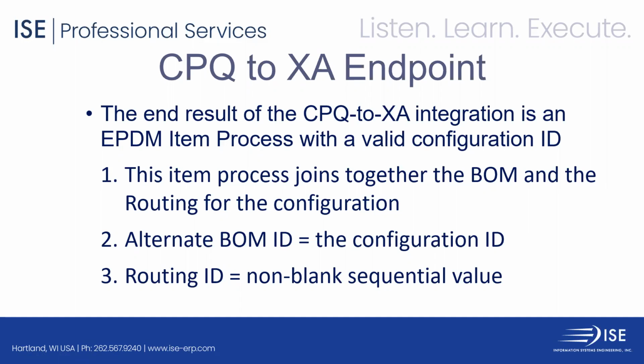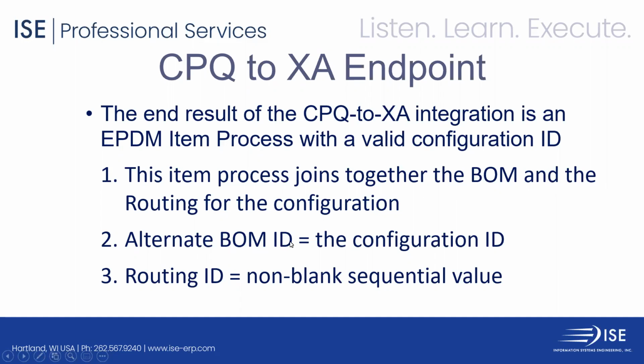So the end result of the CPQ to XA integration is an EPDM item process. Okay, so you have the item process records. There's actually a family of them, just like the item revisions, a family of records. So you have the definition of an item process. It has a valid configuration ID. It's joining together a bill of material and a routing for that configuration.